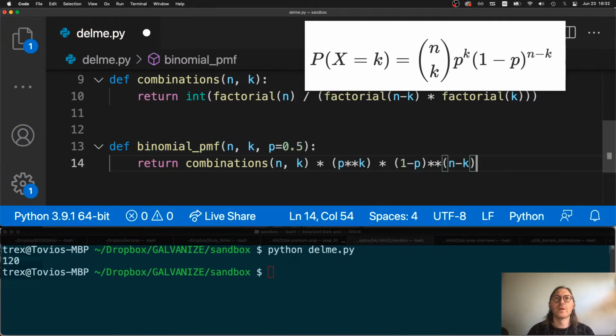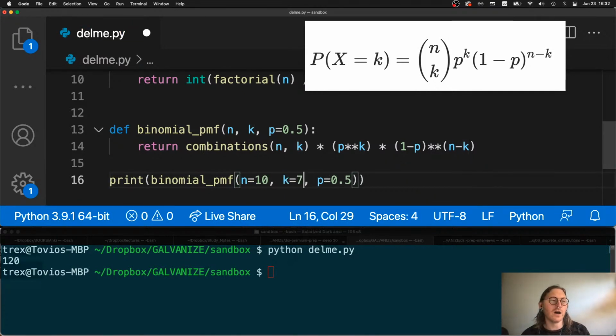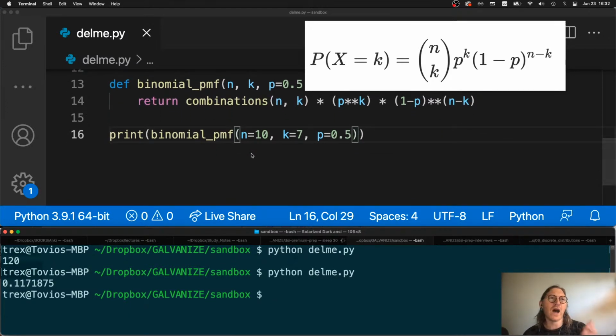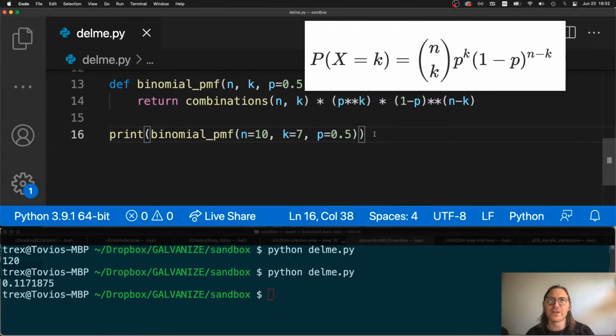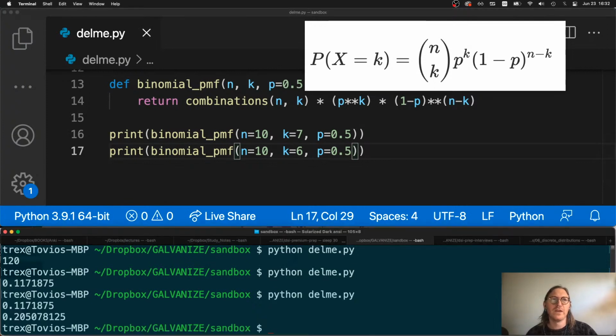We can answer that question that I posed above, where n is 10, k is 7, and probability is 0.5. So in 10 flips of a fair coin, what is the probability of getting 7 heads? Let's find out. 0.117. Okay. It's, you know, not really unlikely, but it's not very likely, right? We might consider this in relation to a k of 6. What's the probability of getting 6 heads in 10 coin flips? It's slightly more, right? It's 0.205.